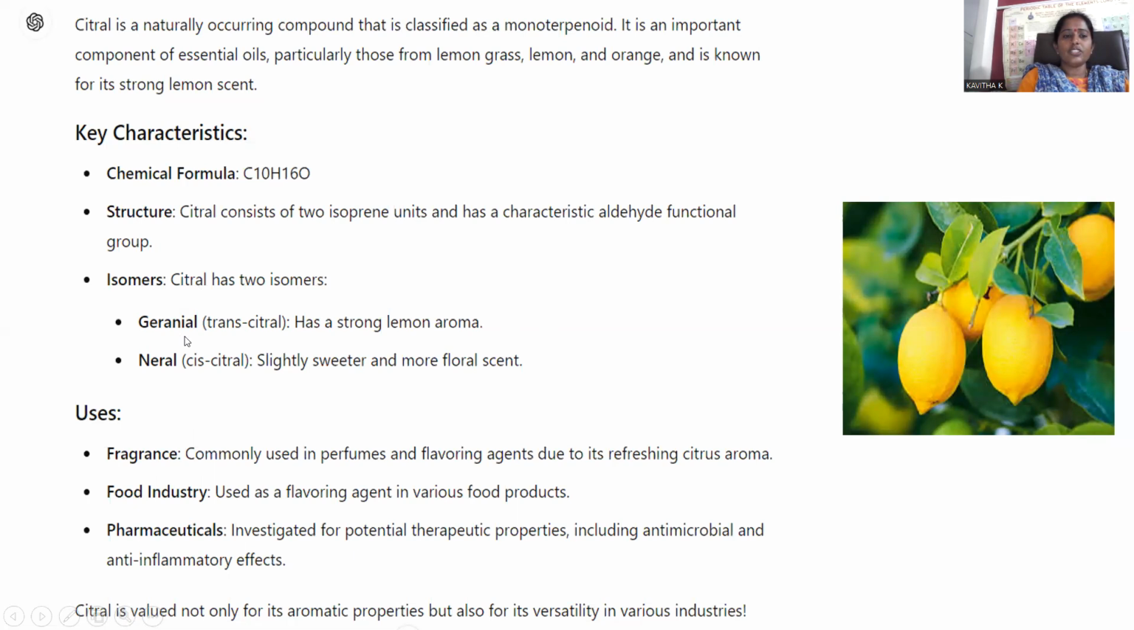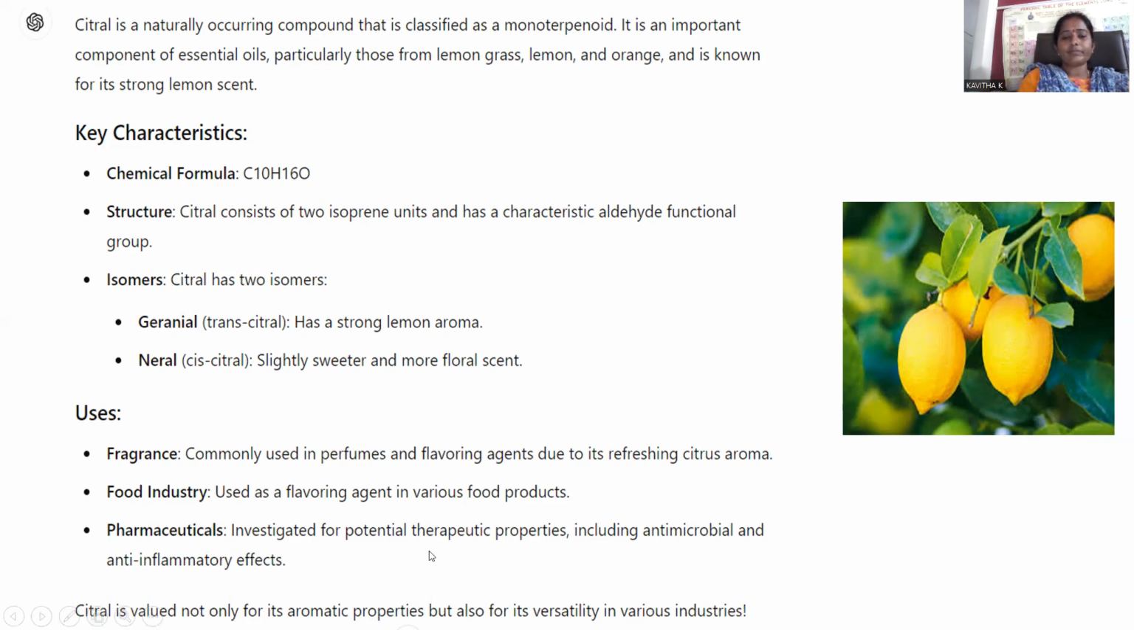Isomers. Citral has two isomers, geraniol and nerol. Just as we saw in the initial classification, geraniol and nerol will be there. So these two isomers are present in citral. Uses. Fragrance. Citrus fruits have one distinctive fragrance or flavor, commonly used in perfumes and refreshing citrus aroma used for refreshing perfume. Food industry. Even in the food industry, we can utilize it as a flavoring agent. So we use lemon as a food additive, so in the food industry also we can utilize it.